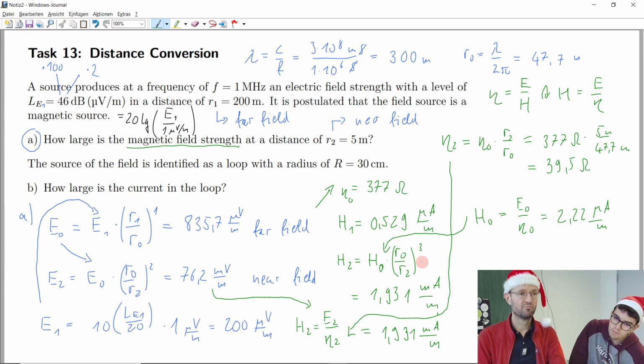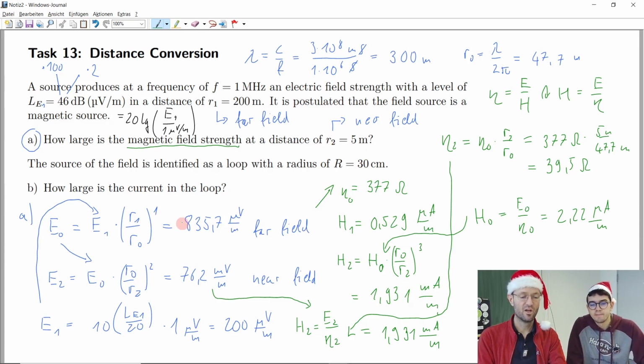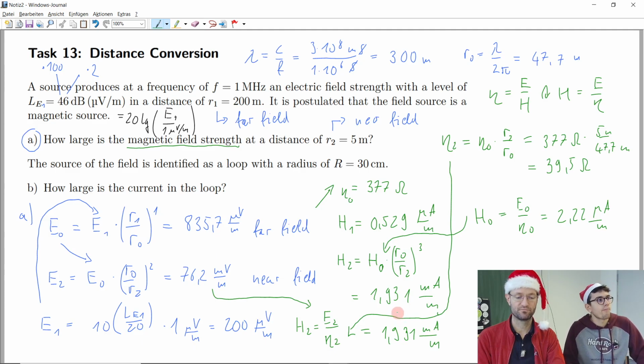And now if we convert in the far field, then do the conversion in the near field, we get the same as if we do the distance conversion first and then do the conversion using the field impedance from electric field to magnetic field. And so both ways we get the same result of 1.9 something milliampere per meter. Okay, which is, to be honest, quite a lot. So now hopefully we really finished subtask A.